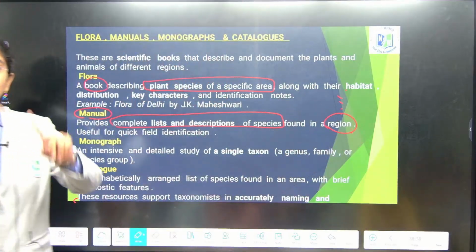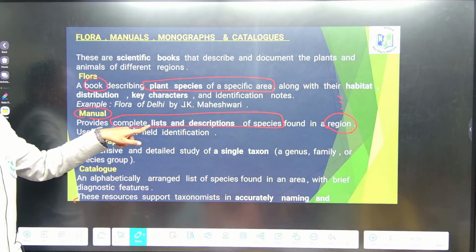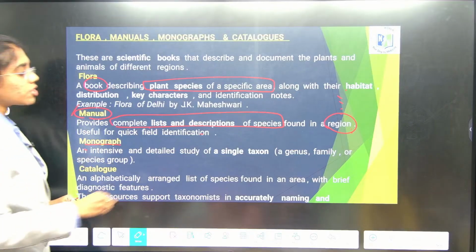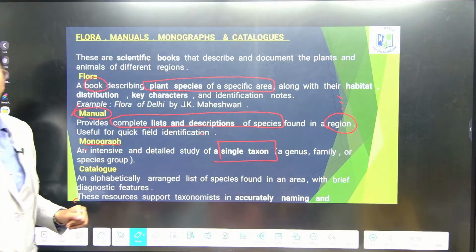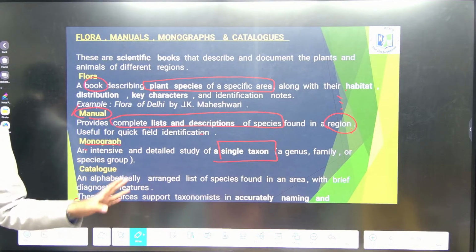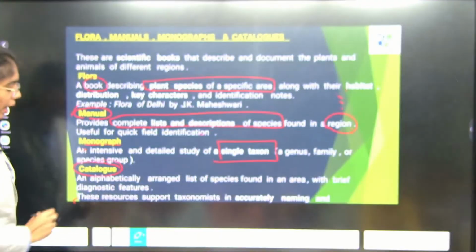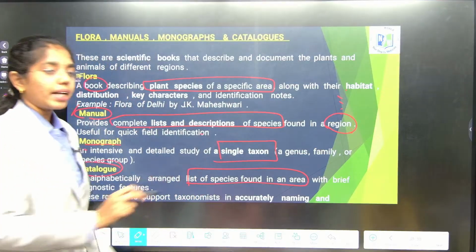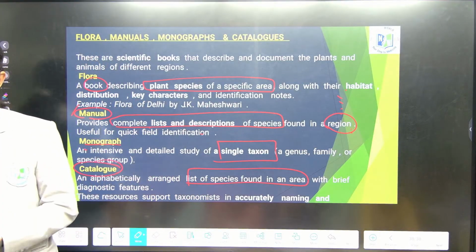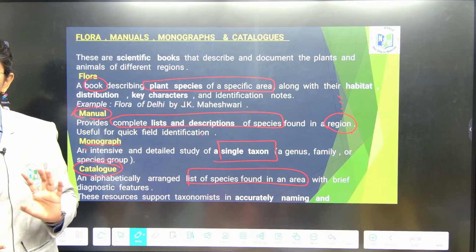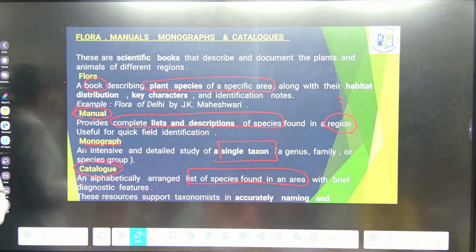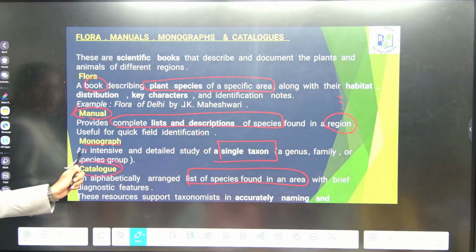For example, in the Telangana region, the different lists and descriptions of species that are observed are in the manual. Monograph, mono means single. This gives complete information about a single taxon, be it any taxon, genus, family, phylum, any taxon. Next is catalog. Catalog is an alphabetically arranged list of species in an area. If I take any specific area, Narayanguda, how many species are present? That is given in what? In a specific area, flora, let us assume. But the complete list based on alphabetical order is given in what?